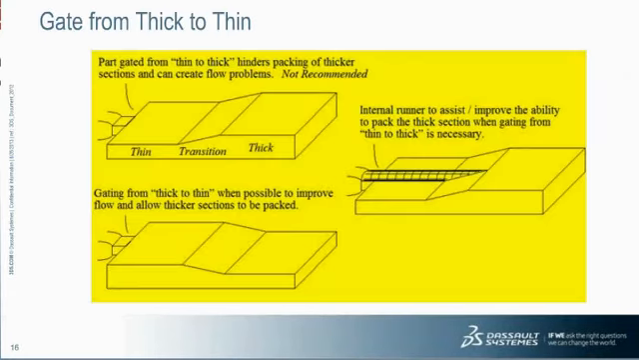Gating from thick to thin is basically one of the cardinal rules in injection molding. Top left-hand corner of the slide, we're gating from thin to thick. That's going to cause filling and packing problems in this part. On the right-hand side, we can add a blind runner. That might help us fill and pack the thick section a little bit better, but really the best way to solve this problem, lower left-hand corner, just simply turn things around and gate from thick to thin.